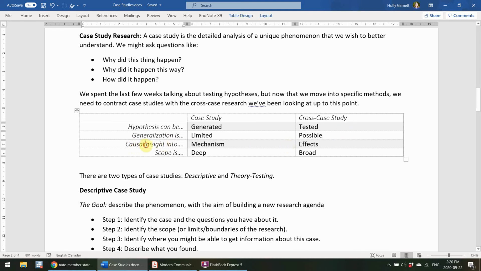So causal insights, remember we looked at causality. What you're doing in a case study is you're really trying to get a sense of the mechanism versus the effects. So, when we were looking at X leads to Y, for example, in a cross case study we may get to start moving in the direction of, this thing causes another thing. But here we're really interested in digging deeper into this causes, right? What is the mechanism? What is the thing that is linking those two variables?